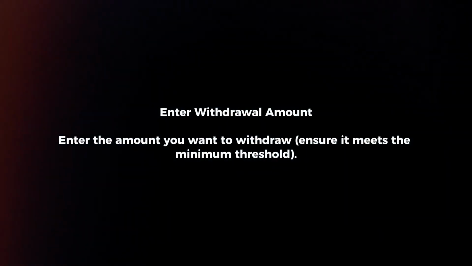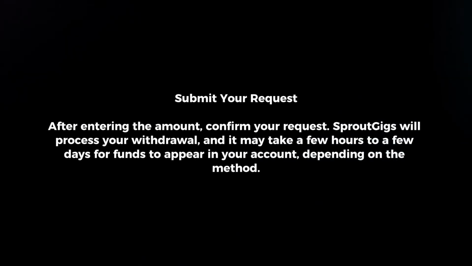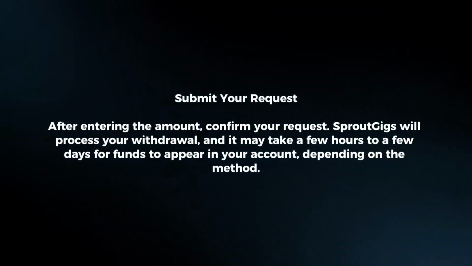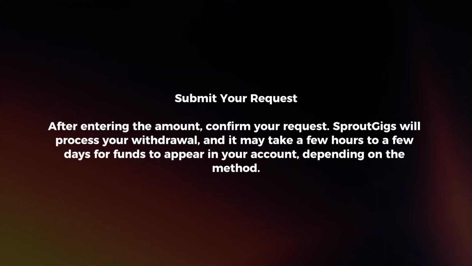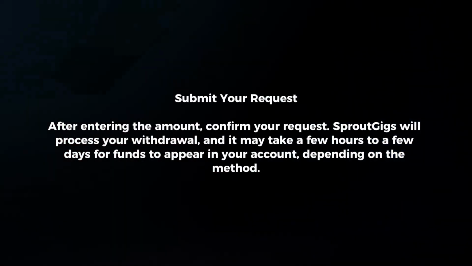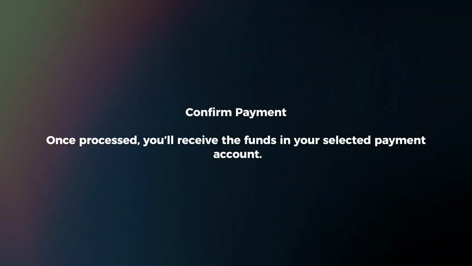Enter withdrawal amount. Enter the amount you want to withdraw. Submit your request. After entering the amount, confirm your request. SproutGigs will process your withdrawal, and it may take a few hours to a few days for funds to appear in your account, depending on the method. Confirm payment. Once processed, you will receive the funds in your selected payment account.